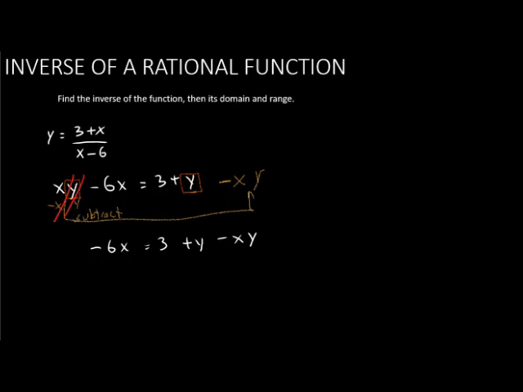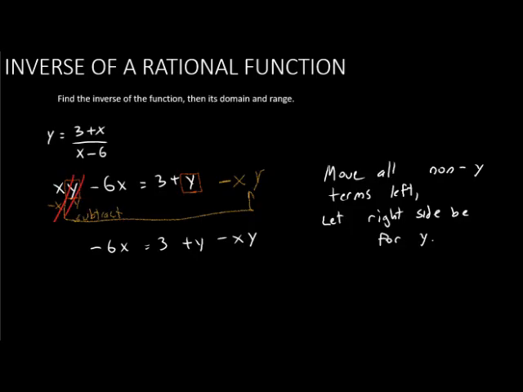Now at least we have the y's on the same side, but what we really want to do is make it to where there's only y's on that side, and so we're going to move any non-y terms to the left and let the right side be reserved for y. To that end, we will subtract 3 from both sides because that's the only term on the right that doesn't have y. If we do subtract the 3, the left will now say negative 6x minus 3, and the right will now say y minus xy. Now the y's have their own side on the right, and the left says negative 6x minus 3.